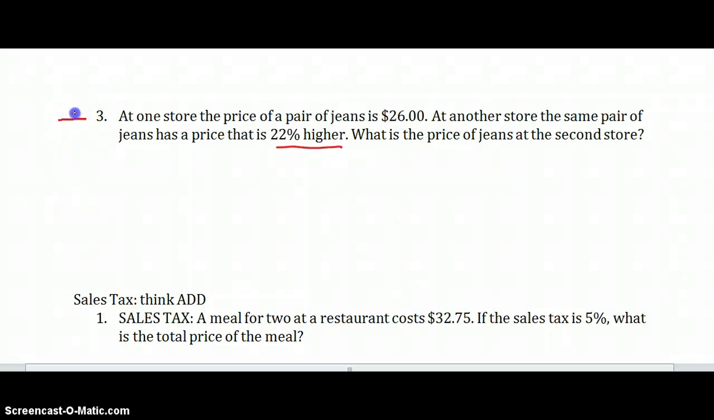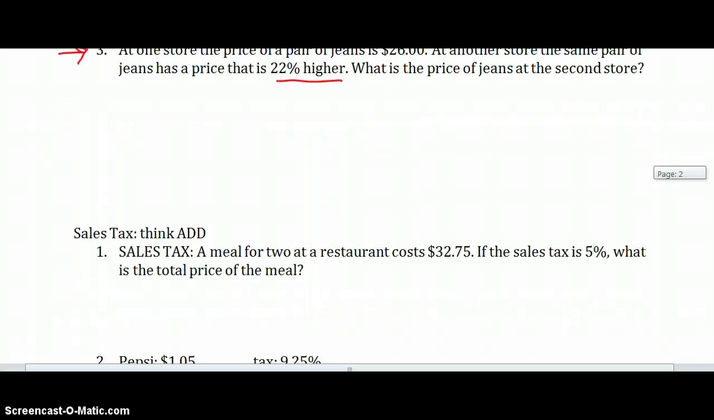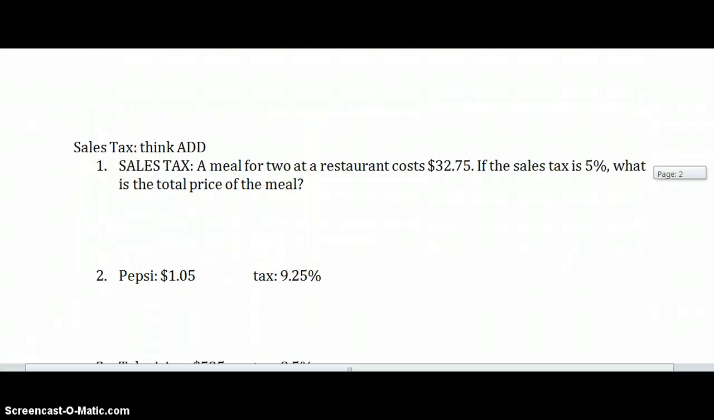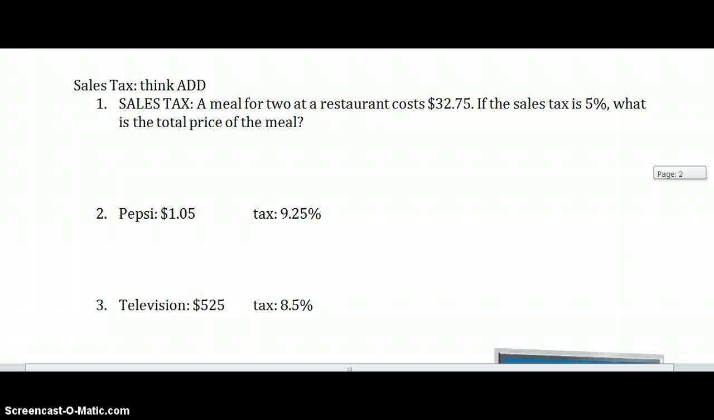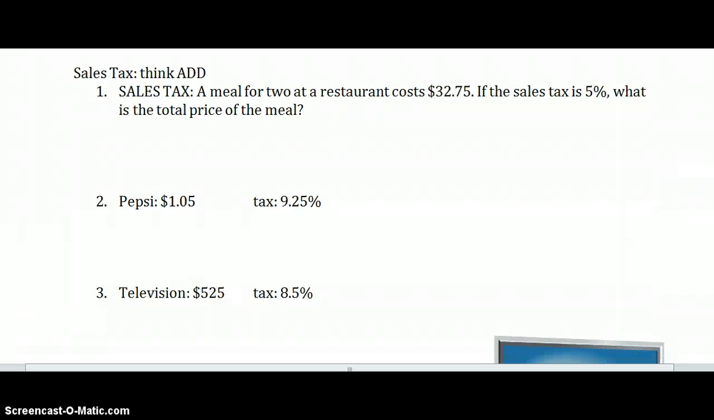What is the price of the jeans at the second store? So again, it was where you're going to find the percent, and you're going to have to add it to 26. You're adding because it's an increase. And I'm going to let you do that example problem on your own. So you can pause the video here and go back and do those if you haven't already done the other two. Alright, now let's talk about sales tax.